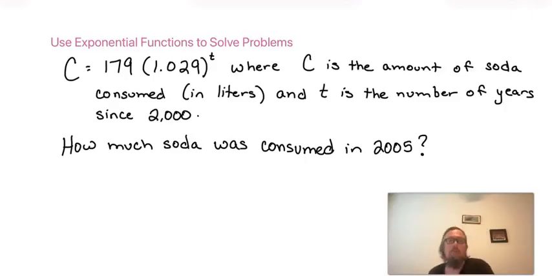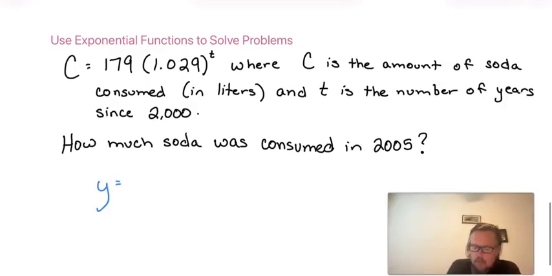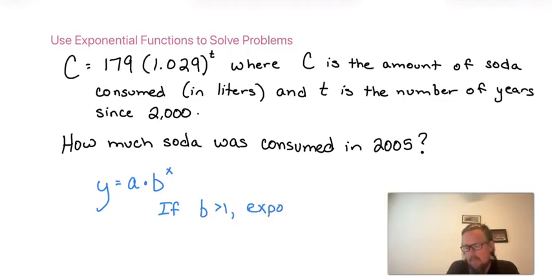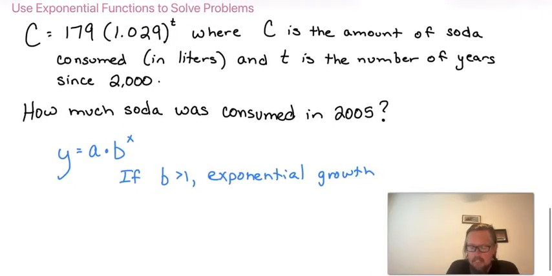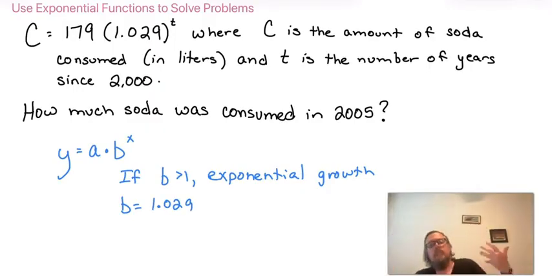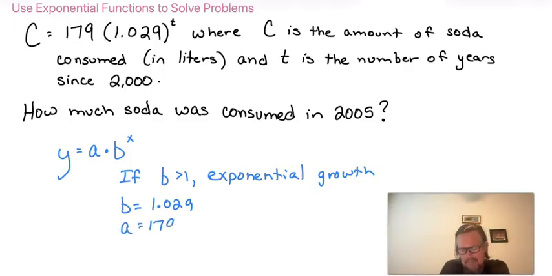And the reason we know, without even doing anything yet, that it's growth is by looking at the value of b. If you'll recall, exponential functions are in the form y equals a times b to the power of x. And what we've learned so far is that if b is greater than 1, it's exponential growth. And in this problem, our b is 1.029, which is bigger than 1, so it's growth. A in this problem is 179.